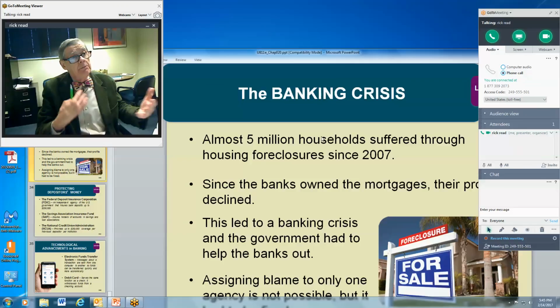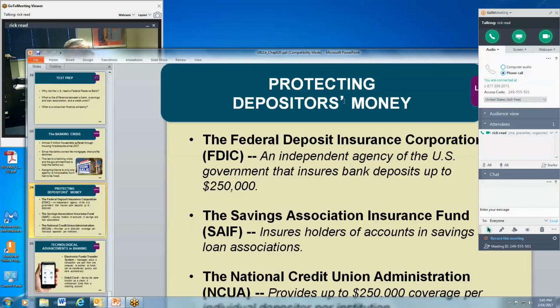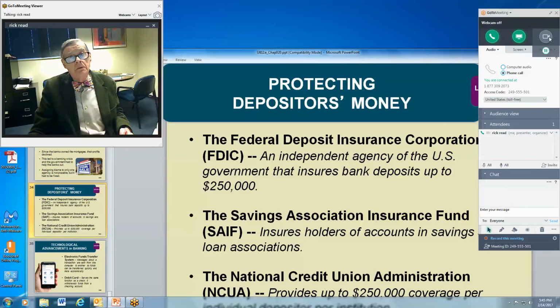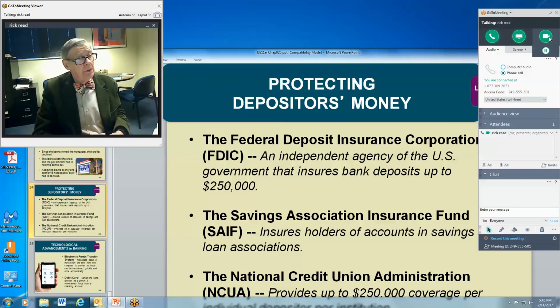This is the banking crisis, and of course the government had to do the bailout, which meant us, to use an expression in bad language. We did that, we taxpayers. The government has gotten a lot of that money back. How much has been gotten back, I can't tell you, but it has gotten a lot of the money back.